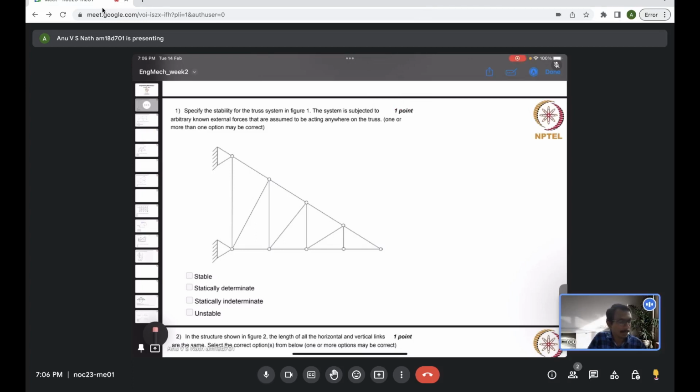We have a truss system here. There are two supports, both hinged or pinned supports, so each will have two reactions, horizontal and vertical. That doesn't matter now, because it's just asking whether it is stable, unstable, statically determinate or indeterminate. Actually these reactions will matter, so we will see.